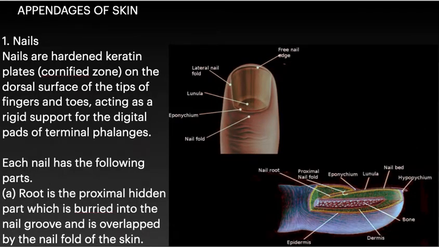Coming to the appendages of the skin, firstly we'll see the nail. They are basically hardened keratin plates, the cornified zone, on the dorsal surface of the tip of the fingers and toes, acting as a rigid support for the digital pad of the terminal phalanx. Each nail has the following parts. Firstly, it has a root, the nail root, which is the proximal hidden part buried into the nail groove and overlapped by the nail fold of the skin.